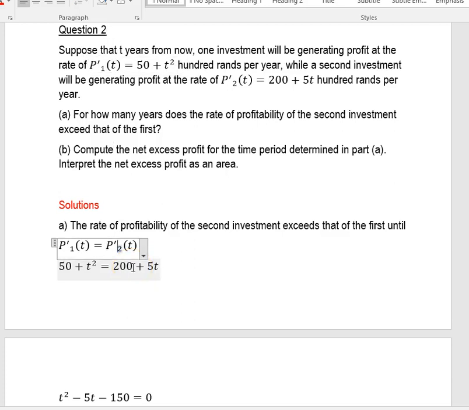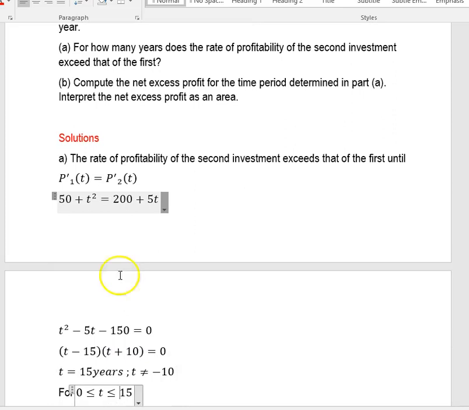If you do that and solve for t, equating to 0, you have that. You collect all the terms to the left hand side of the equation. And then what you do here, you factorize. In factorizing that, the factors of 150 that when you multiply give you 150 and when you add give you 5 are minus 15 and plus 10. You could as well use the formula method of minus b plus or minus the square root of b squared minus 4ac, over 2a, to solve that if you cannot factorize.